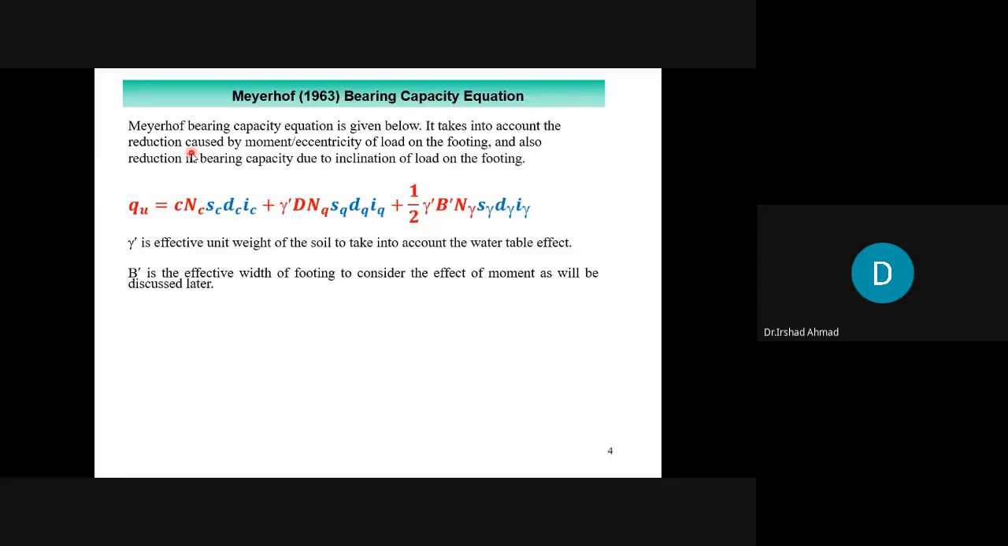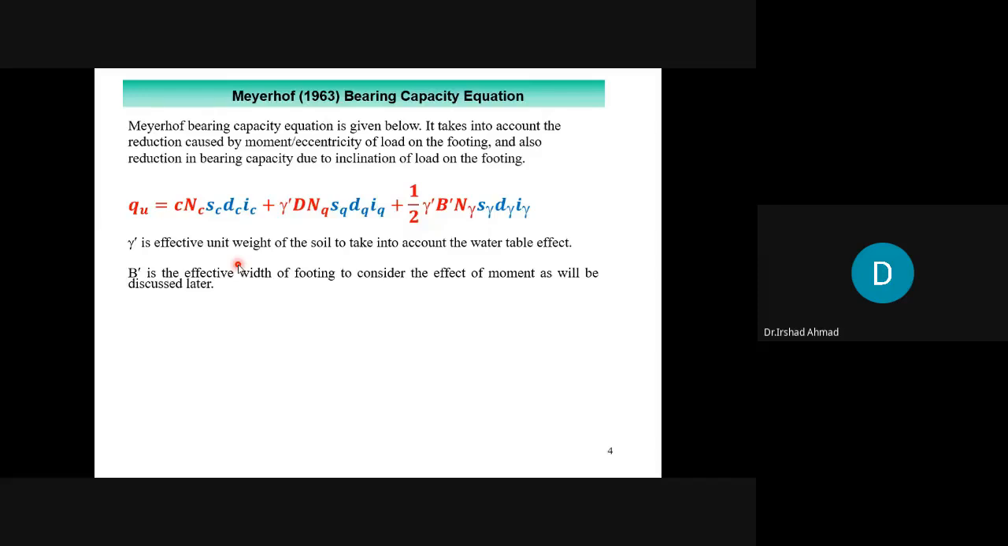Sc, Sq, and S gamma are the shape factors. These are called shape factors. They take into account the shape of the foundation. Sc is the one that is multiplied with the cohesion term. Sq is the term multiplied with the surcharge term, and S gamma is the term multiplied with the self-weight term. Similarly, there is another term which is D, which was absent in Terzaghi: dc, dq, and d gamma. This is called the depth factor.